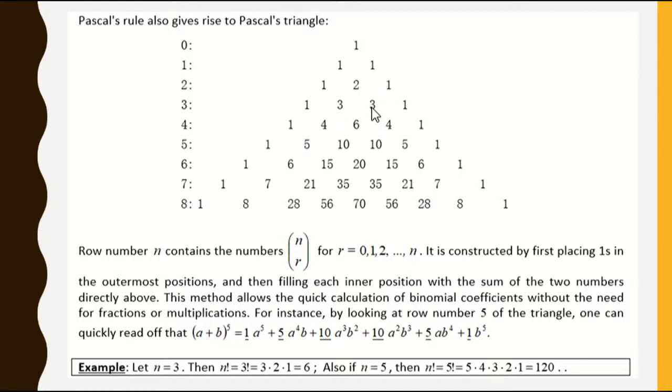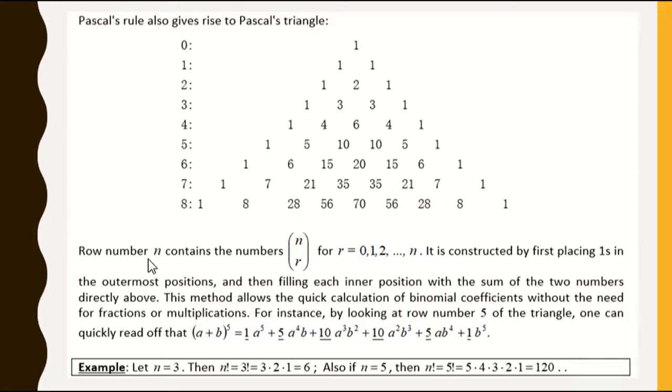2 plus 1 is 3. 1 plus 3 is 4. 3 plus 3 is 6. 3 plus 1 is 4. And so on. That is the pattern of Pascal's triangle. At the base of the triangle, we have this. 1 plus 7 is 8. 7 plus 21 is 28. And so on. That is our Pascal's triangle.